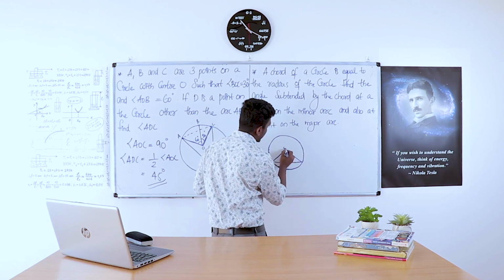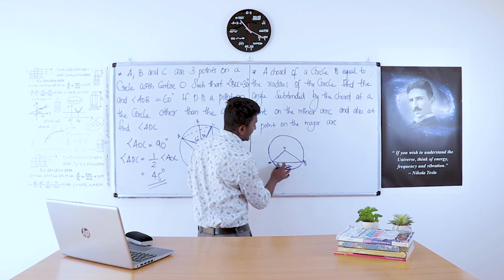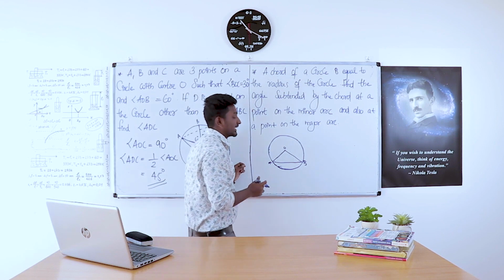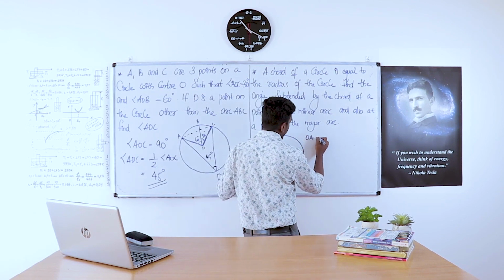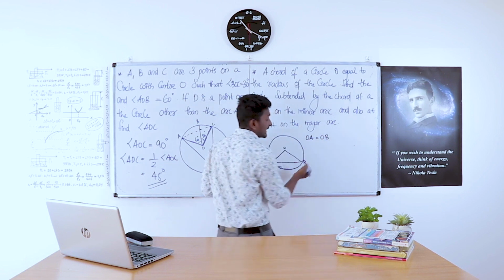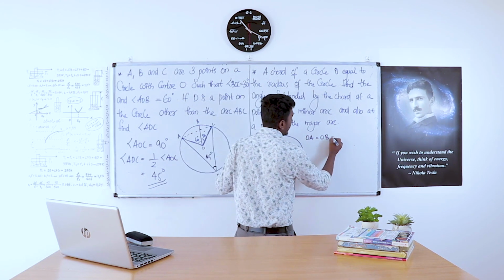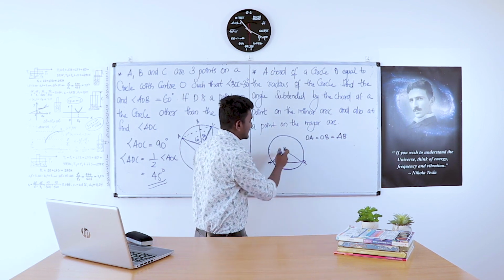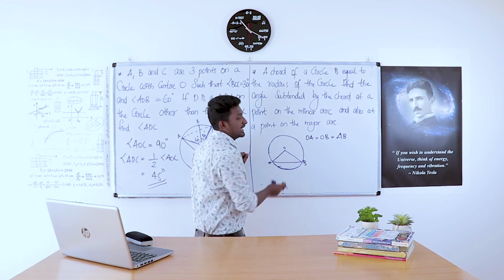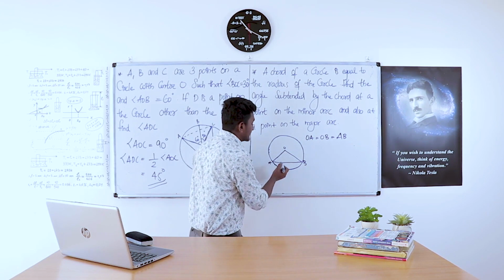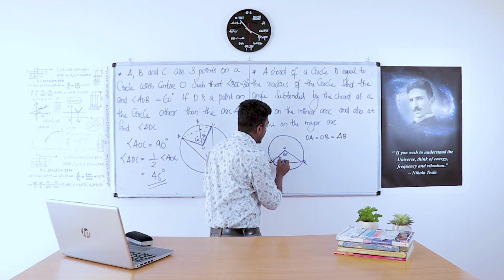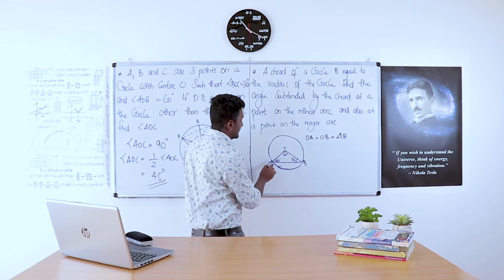And I am taking the radius as OA and OB. Now in the question it is given that the chord is of same length as the radius. So OA is equal to OB is the radius of the circle, which is same as the length of the chord, which is given in the question. So all these three sides of the triangle are equal. Then this triangle is an equilateral triangle. For an equilateral triangle, all the angles are equal. That is, all these angles are 60 degree each.